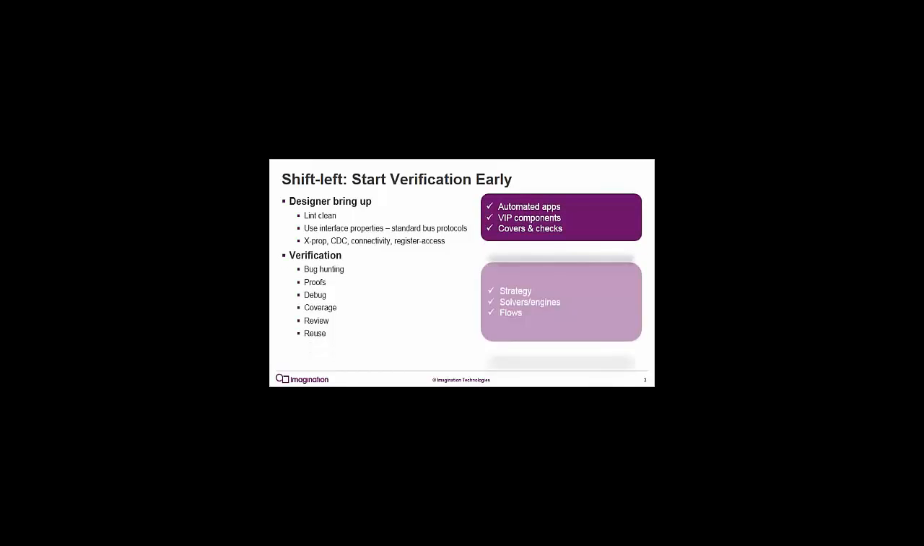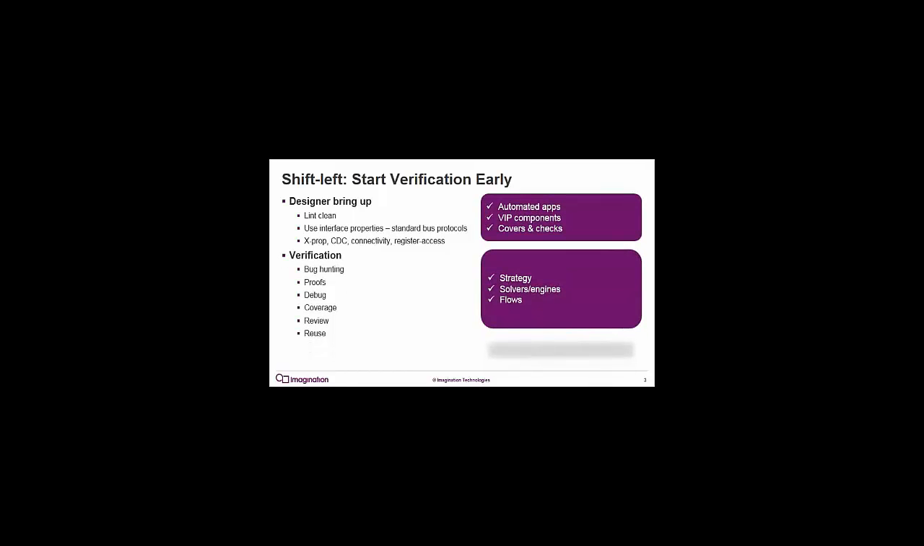The problem that verification is all about, on top of all of the designer bring up phase, is to do bug hunting, find proofs. So as I talk about bug hunting flows, building proofs, then the debug and the coverage and the review and the reuse, all of these are issues connected to verification. So what are we actually going to do about it? I talked about these automated apps and VIP components and so on.